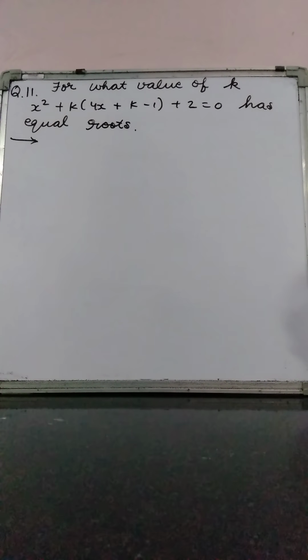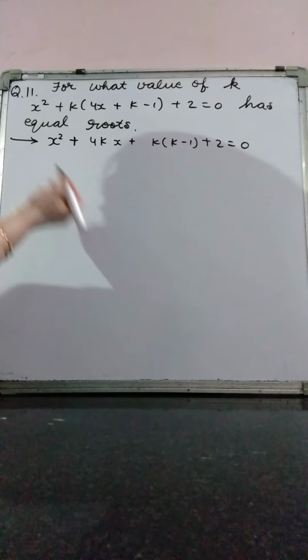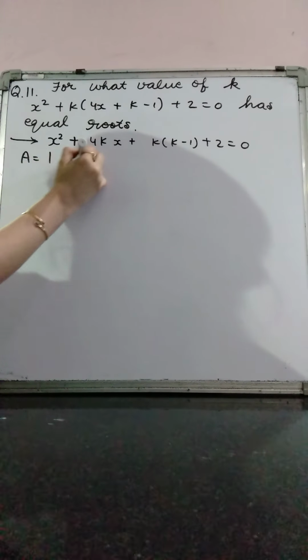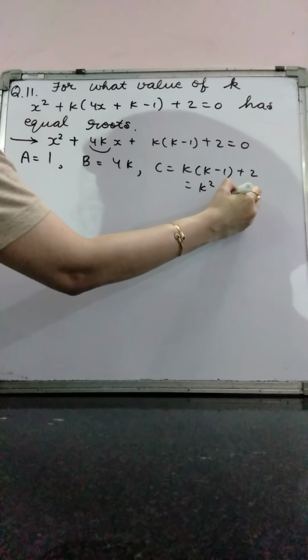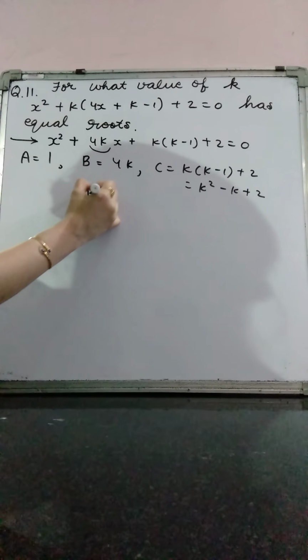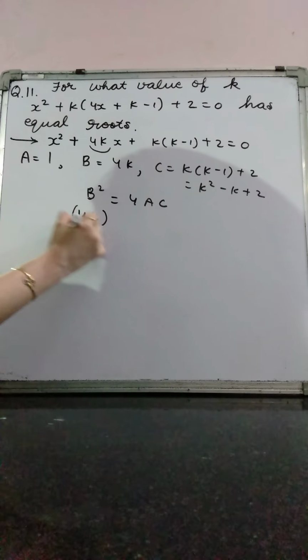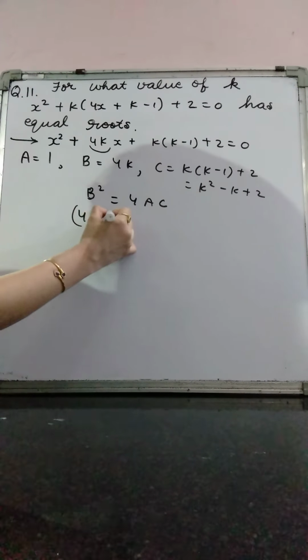Next question is for what value of k this equation has equal roots. First of all arrange this equation, multiply it: 4kx, k into k minus 1 plus 2. Now on comparing we get the value of a is 1, the value of b will be the coefficient of x, that is 4k, and the constant term is k into k minus 1 plus 2, that is k square minus k plus 2. Now apply the condition for equal roots, that is b square is equal to 4ac. Now substitute values.